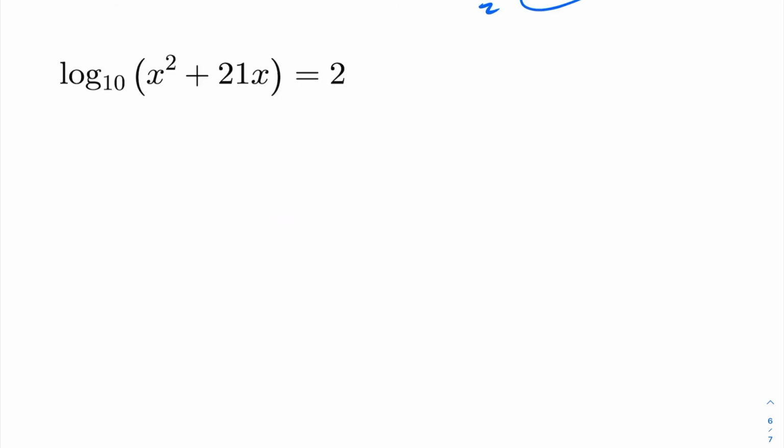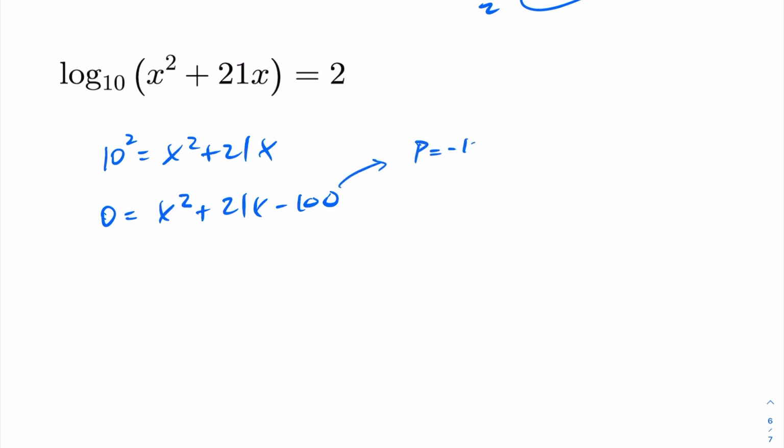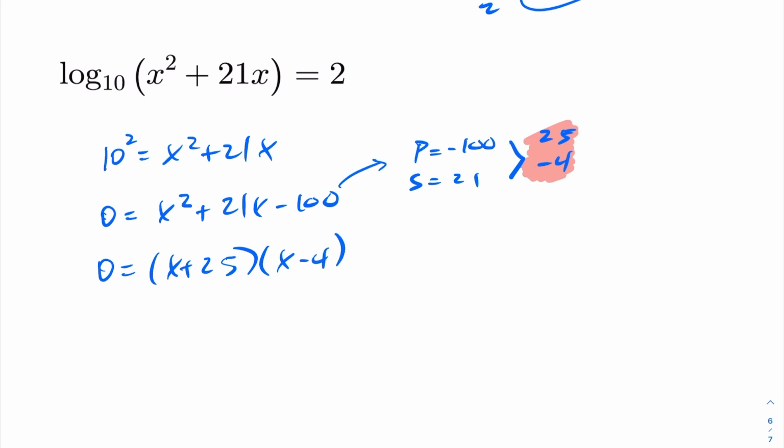Moving along, we're going to solve this logarithmic equation. Let's first put this in exponential form, in which case 10 squared equals x squared plus 21x, and we have 0 equals x squared plus 21x minus 100. Obviously, we have to factor this. We need two numbers that multiply to be negative 100 and add to be 21. Examining these, we find they are 25 and negative 4. Therefore, this will factor into x plus 25 times x minus 4. So we get two values of x: one is 4, one is negative 25.